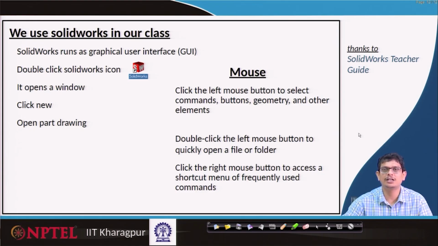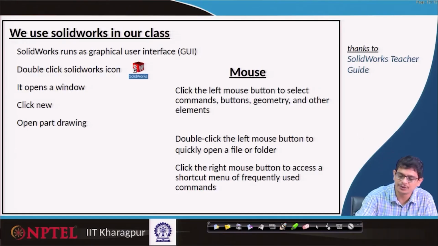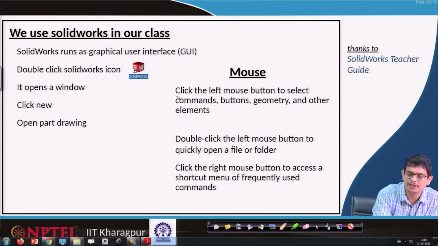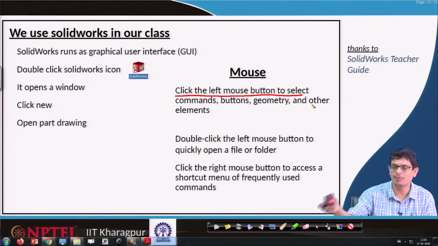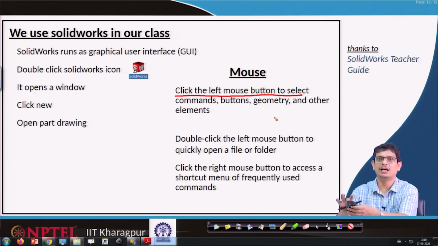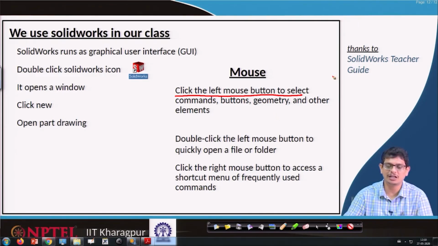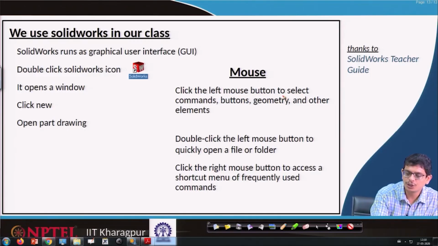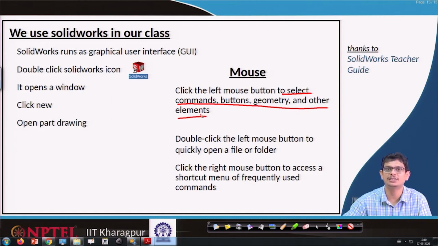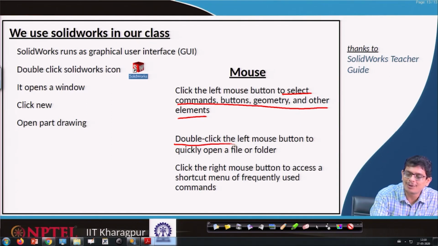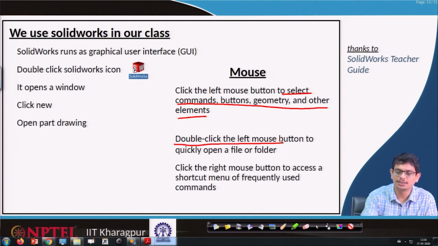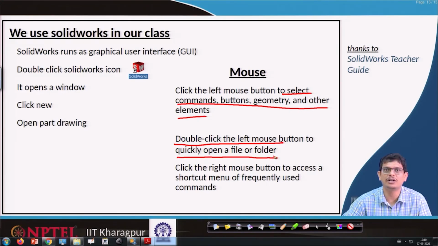Because some of the students are not very familiar with this mouse left click, right click kind of thing, we are going to recap that information. You always use the left mouse button. In a mouse, the right one and the left one will be there. The left mouse button is what we use to select any commands, buttons, geometry or other elements. You double click the left mouse button to quickly open a file or folder. These are the kinds of shortcuts we use.